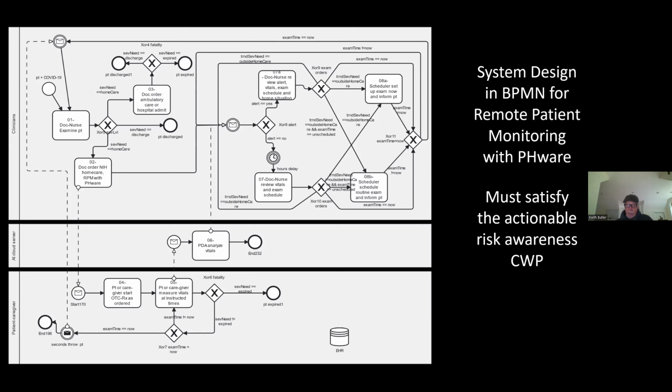The top lane models the activities of clinicians. The middle lane, the functions of AI in the cloud, and the bottom lane models home care. The workflow begins up in the upper left here with an exam for patients who test positive for COVID-19. And patients that are mild and fit the criteria for home care begin home care down here.